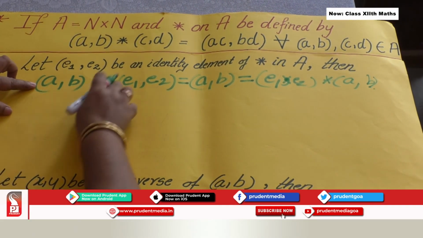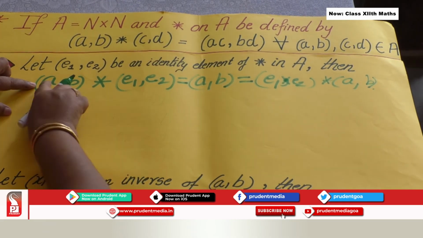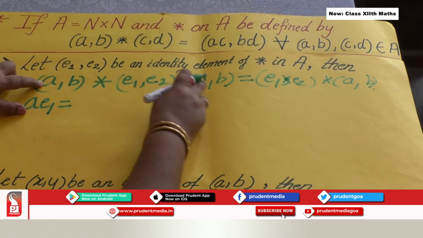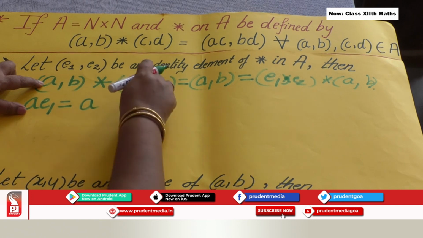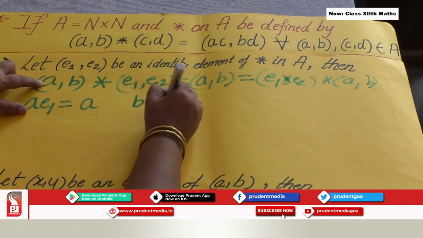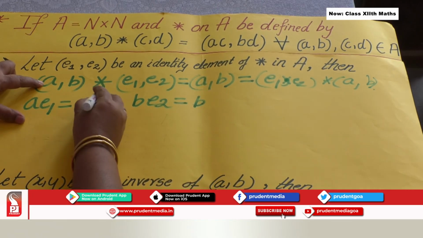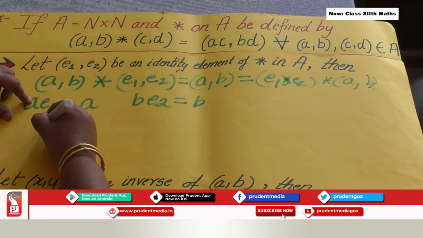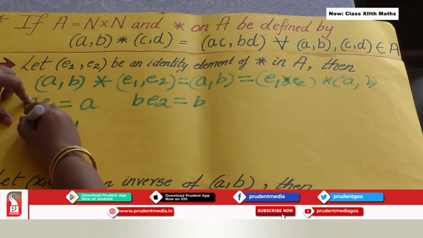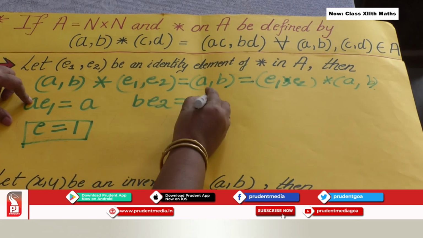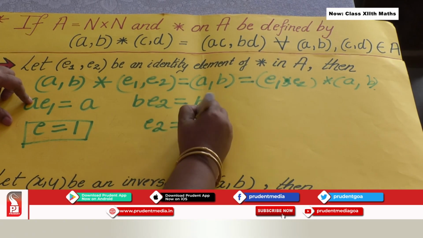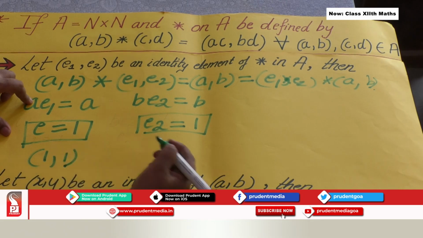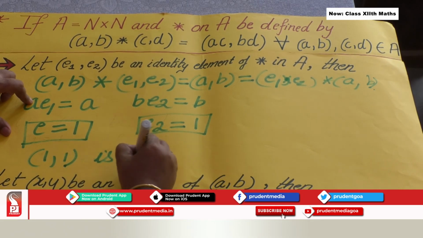Now as per the definition of this star, you will get A into E1 is equal to A, and similarly you multiply this, you will get B into E2 is equal to B. A will get cancelled if A is not equal to 0, because it is a natural number, no? So E1 will be equal to 1. Similarly you cancel here and you will get the value of E2 is 1. So E1 comma E2, that is 1 comma 1. 1 comma 1 is the identity element.